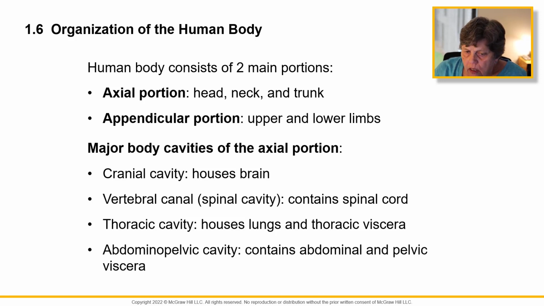All right. And when we look at this, we divide the axial portion into these major cavities. It helps us identify things. It helps us identify where organs are. The major cavities: the cranial cavity, which is the brain; the vertebral cavity, vertebral canal, spinal cavity, which has many different names, that's going to have your spinal cord; the thoracic cavity, your chest, where the lungs and the heart are; and then you have the abdominal pelvic cavity, which is divided into the abdomen and the pelvic cavities. So those contain both those areas.